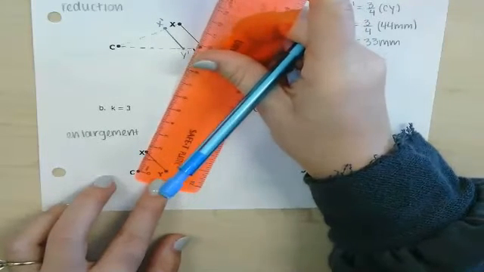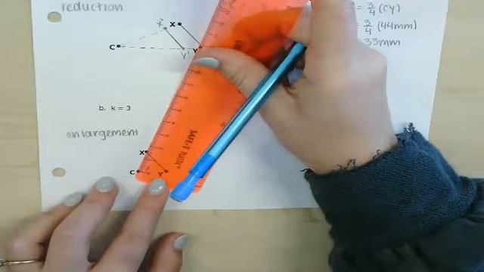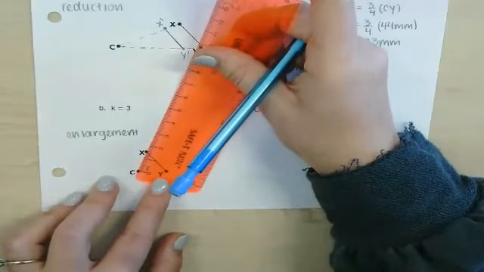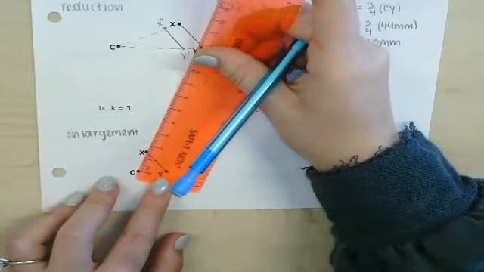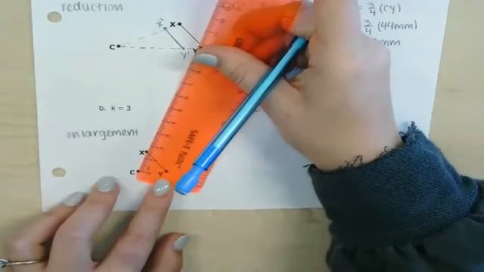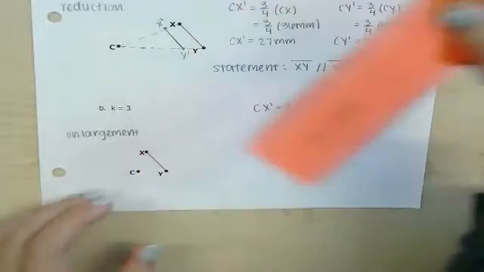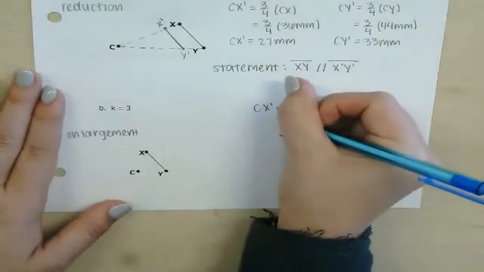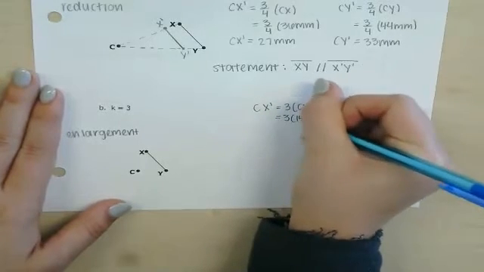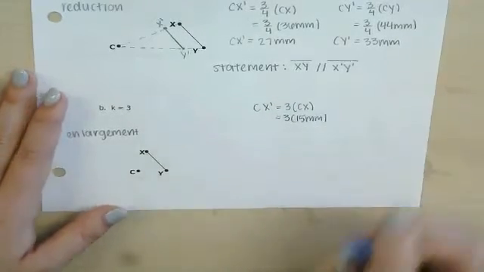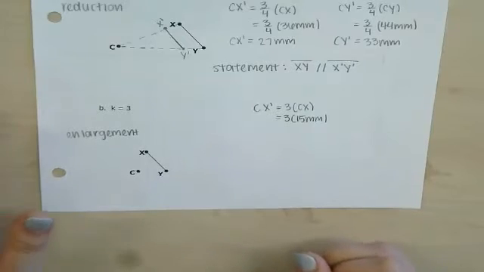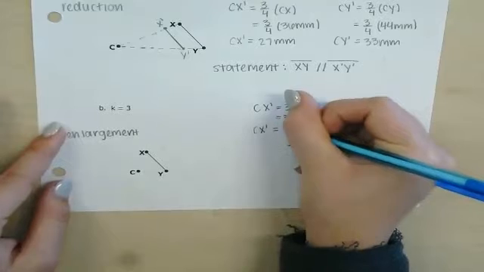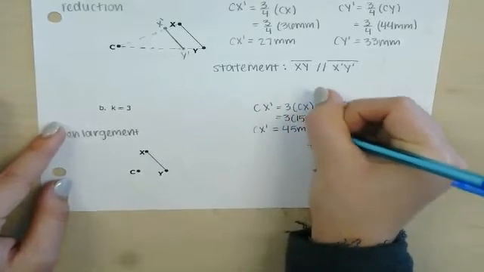Some people are saying 16, some 15. Mine looks closer to 15 than it does to 16. We'll go with 15 so we're all using the same number. Okay, so really it's 3 times 15 millimeters. Okay, so what is 3 times 15? 45. So our CX prime is 45 millimeters long.